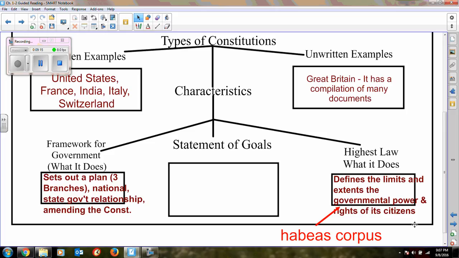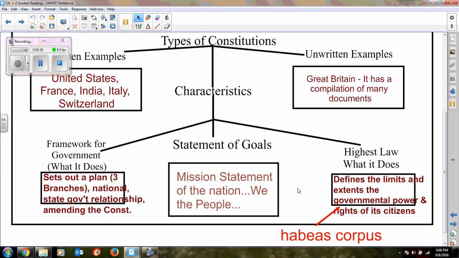Now, if they think he's a terrorist, they don't have to wait the 48 hours. They just send him off to Guantanamo. But a writ of habeas corpus is a document that your lawyer fills out to say you need to be charged or you need to be let go. That limits the government from arresting people for no reason.